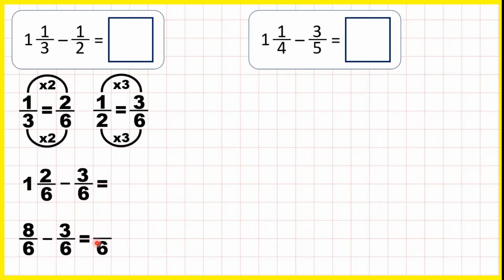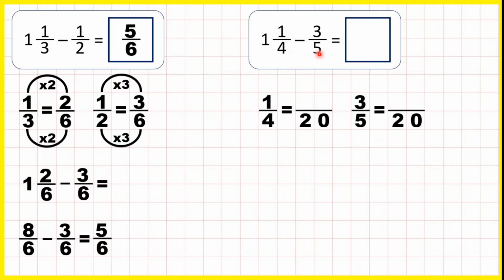Our denominator stays the same, 8 minus 3 is 5, so our answer is 5/6. Now 1 and 1/4 minus 3/5. Now 20 is in both the 4 and the 5 times tables, so we can find equivalent fractions to 1/4 and 3/5 with a denominator of 20.